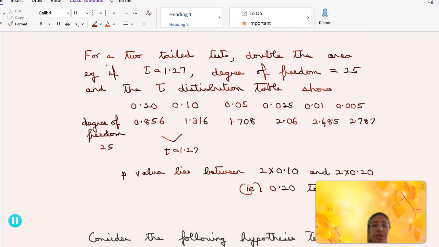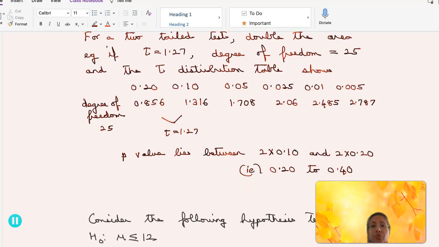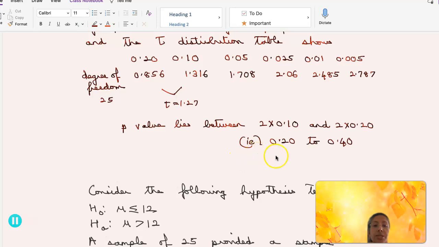For a two-tail test, double the area. For example, if t is 1.27 and the degrees of freedom is 25, I have again given you a strip of the t-distribution table. So 1.27 lies between these two values. So the p-value will lie between 2 times 0.10 and 2 times 0.20. So we are multiplying it by 2 for a two-tailed test. That is between 0.20 and 0.40.